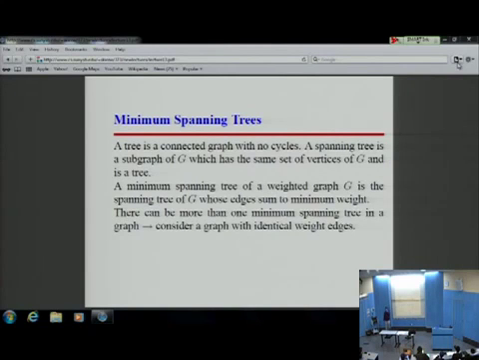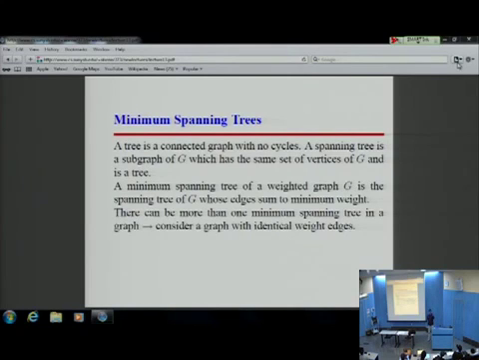Any questions? Now, a minimum spanning tree of a weighted graph is going to be the spanning tree whose sum of edge weights is minimized, okay? Now assume we have an edge-weighted graph. There are a large number of potential spanning trees. One of them, if we add up the weights of the tree edges, will be minimized. That is the minimum spanning tree.